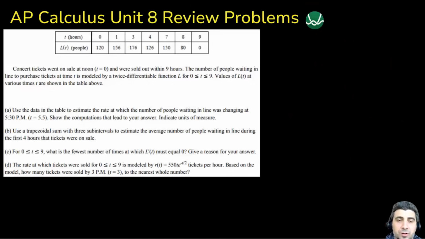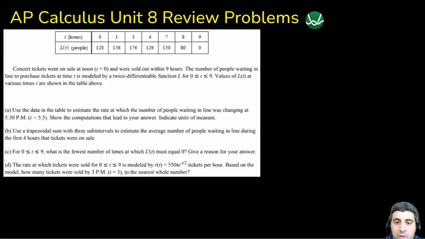So here we have our second free response question, and in this one, we are allowed to use Desmos. So we'll bring that in and incorporate it as necessary. Let me read through it for you. Concert tickets went on sale at noon, which is t equals 0, and were sold out within 9 hours. The number of people waiting in line to purchase tickets at time t is modeled by a twice differentiable function L for 0 to 9. Values of L at various times are shown in the table above.